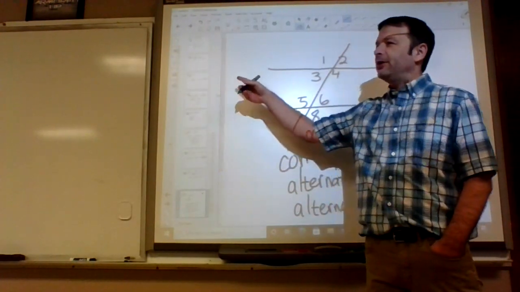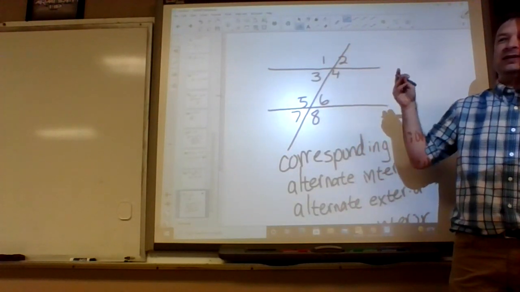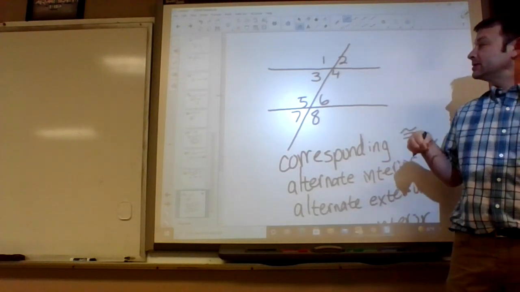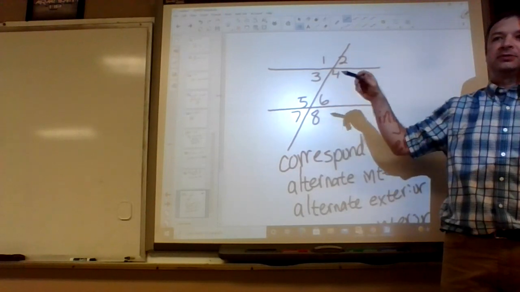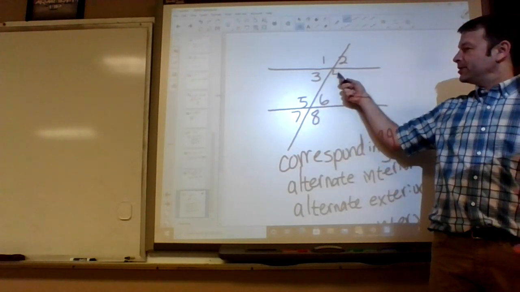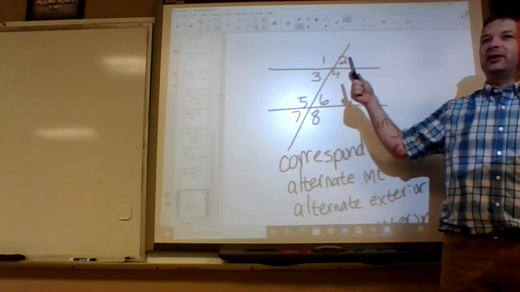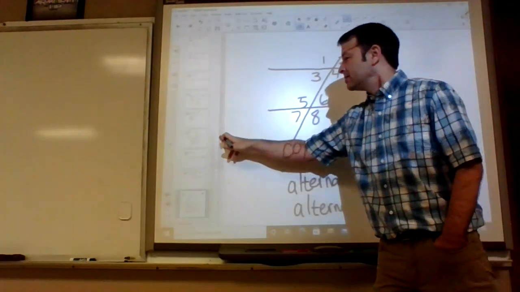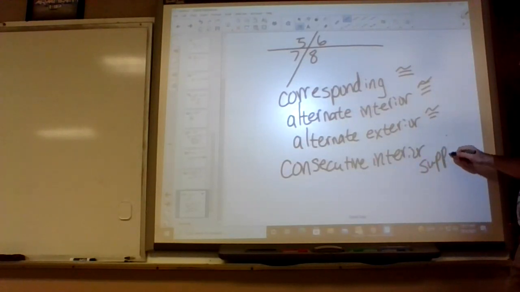Okay, who can tell me, somebody who hasn't helped yet, what is a pair of consecutive interior angles? Anybody who hasn't? Archer, you're up the list. Tristan? 4 and 6. Right next to each other. Okay, 3 and 5, right? Do those look the same? No. If they're not the same, what are they? Supplementary. They add up to 180.